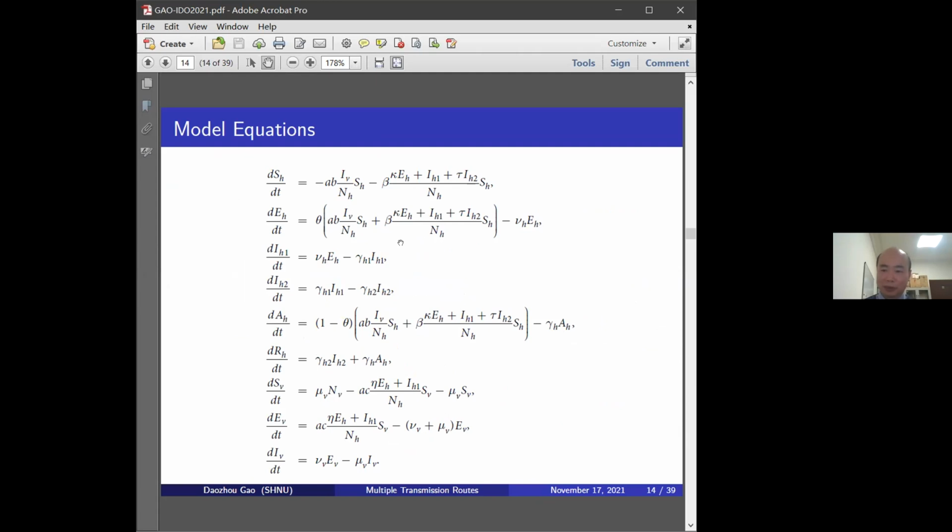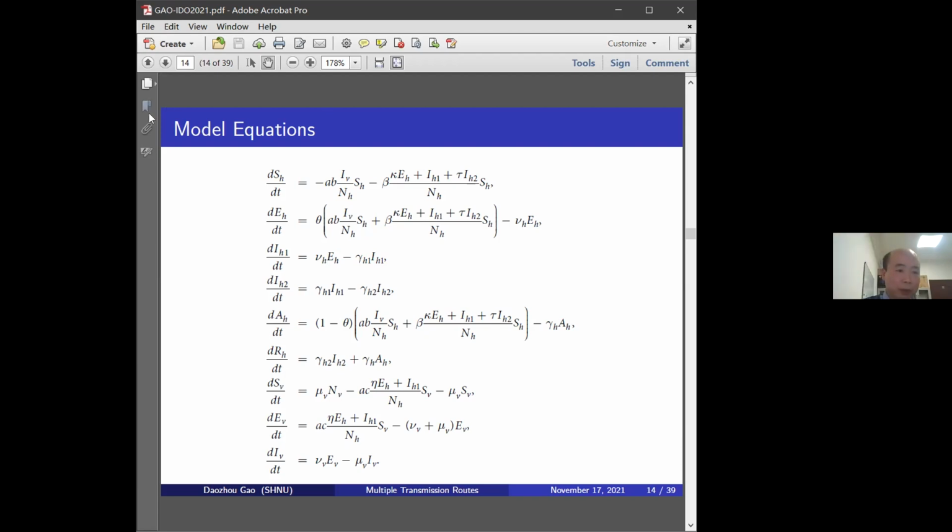If there's no birth and death, then you can consider the final size problem. Finally the epidemic will be over, will end there. So here we do not consider birth and death for humans, which means the disease cannot become endemic. This is what we call an epidemic model.